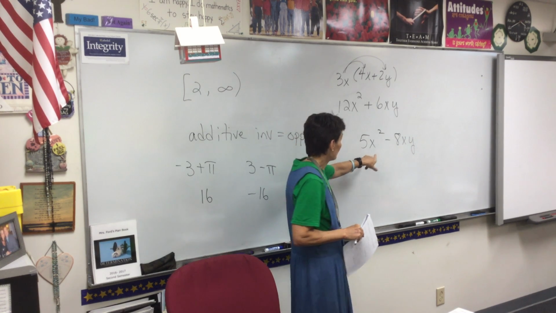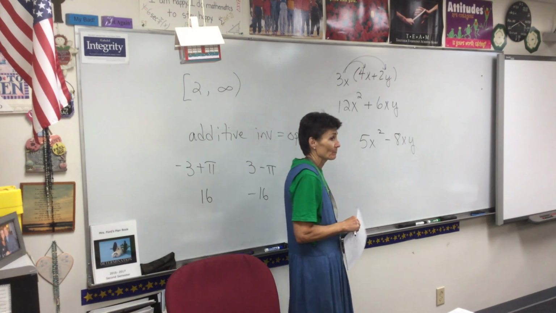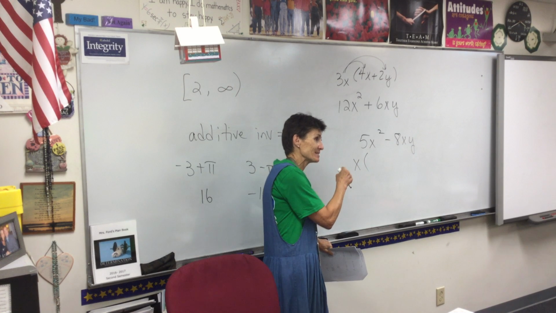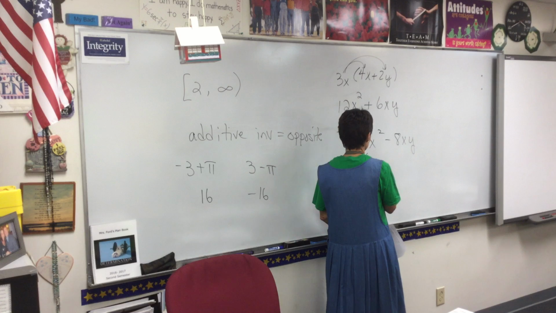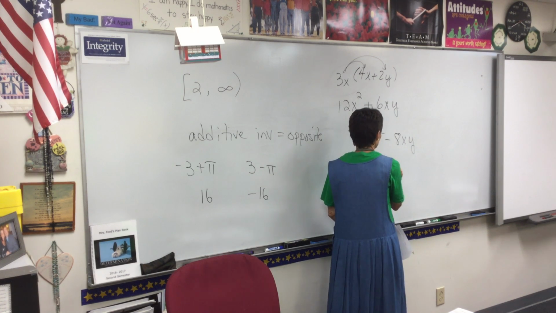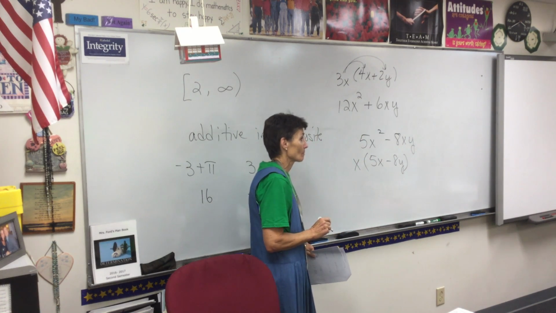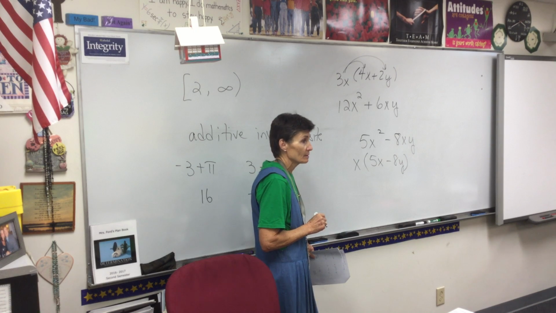So if I said to you, let's factor this, what could come out? An x. And then what happens? There come the parentheses. See? Here are the parentheses now. And what goes inside the parentheses? 5x minus 8y. That's the distributive property.